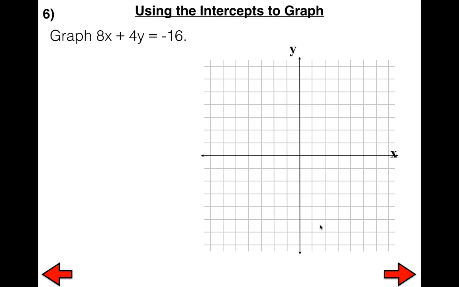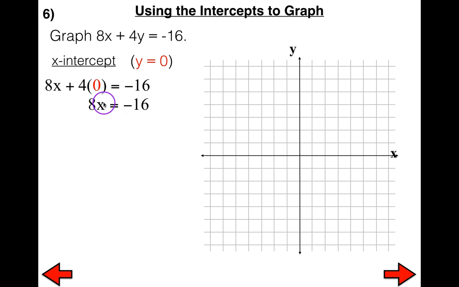Okay, number 6. Let's keep practicing. Here, for the x-intercept, all you're going to have to do is plug in 0 for y to figure out x. You're going to solve, divide both sides by 8, x equals -2. So what you're going to do here is simply plot x equals -2 on the x-axis. Okay. If you want to, you can again recognize that that's -2, comma 0.